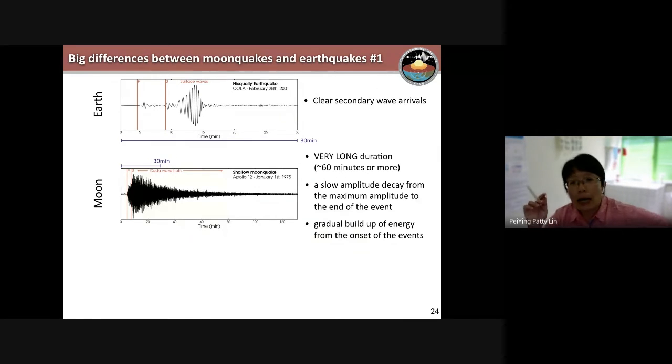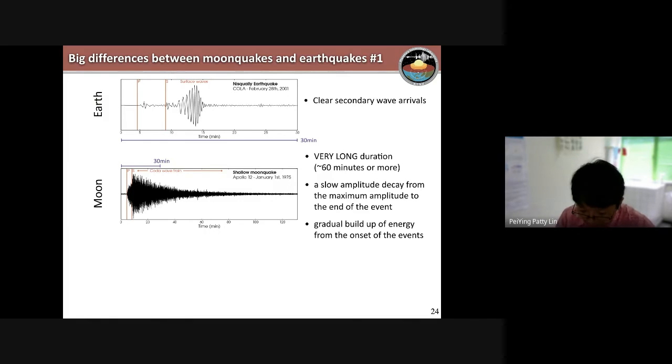Okay. Now I'm going to tell you the big differences between moonquakes and earthquakes. Number one. Here is showing the shallow events for the earthquakes and moonquakes, and they are all shallow, with the main arrivals marked in red.